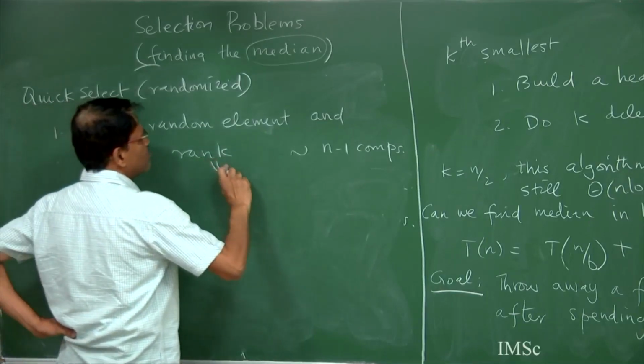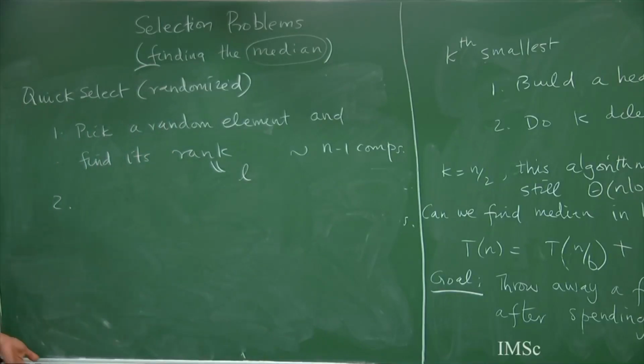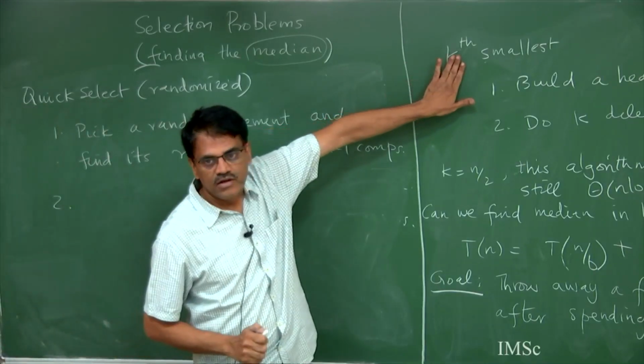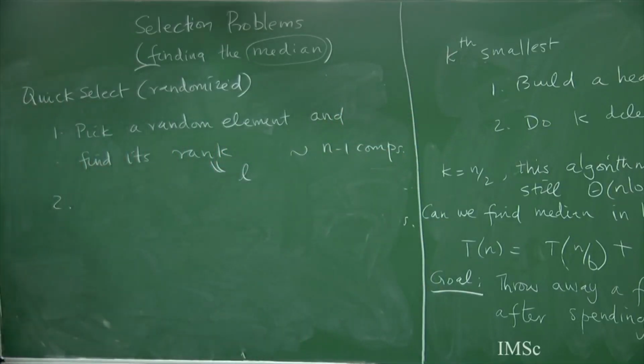So, suppose its rank is some L. I am interested in the kth smallest element, right. K is fixed initially. So, I have found a random element, compared and found its rank, and its value is L. Now, what do I do? I have to somehow recurse, right. That is what we do in quicksort, but here what sort of recursion, where do I recurse, what do I do?